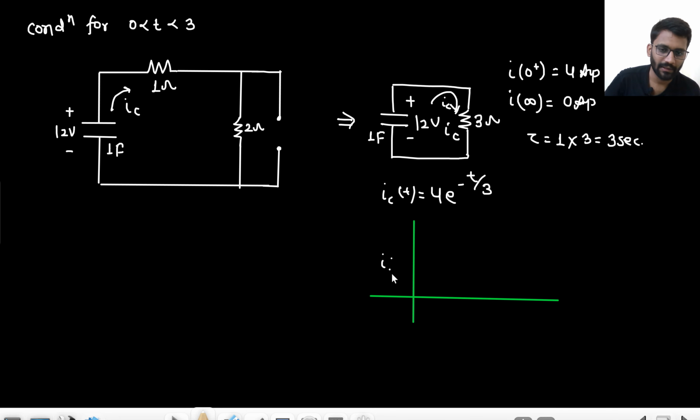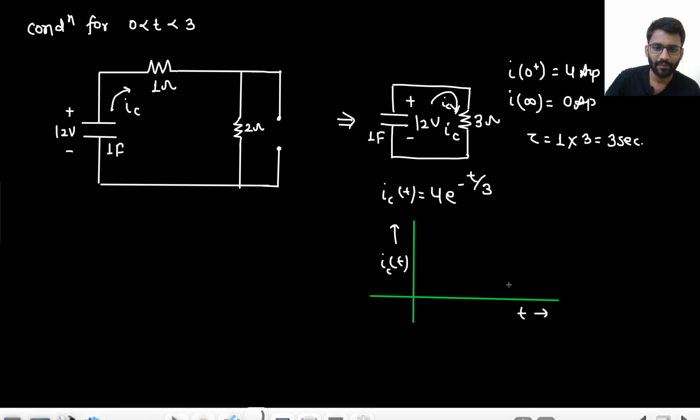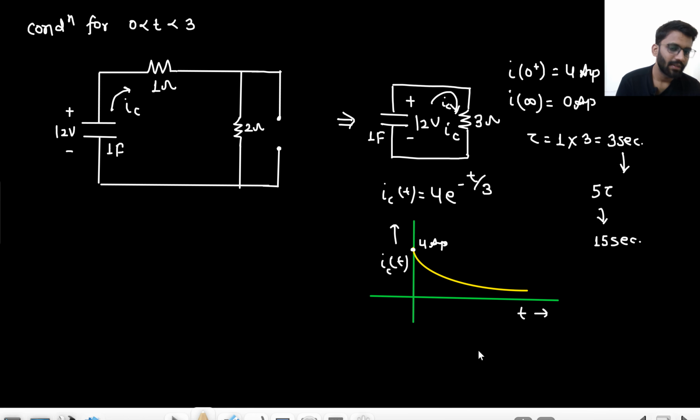IC of t, from 4 ampere to, so tell me, the time constant is 3 seconds. So nearly how much time will it take to go down to 0? 5 times the time constant, right? Nearly. That means nearly it will take 15 seconds. So at 15 seconds, the current will be 0.